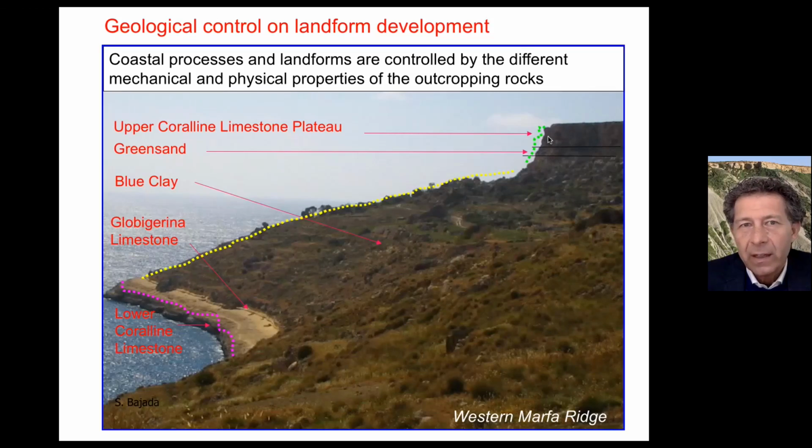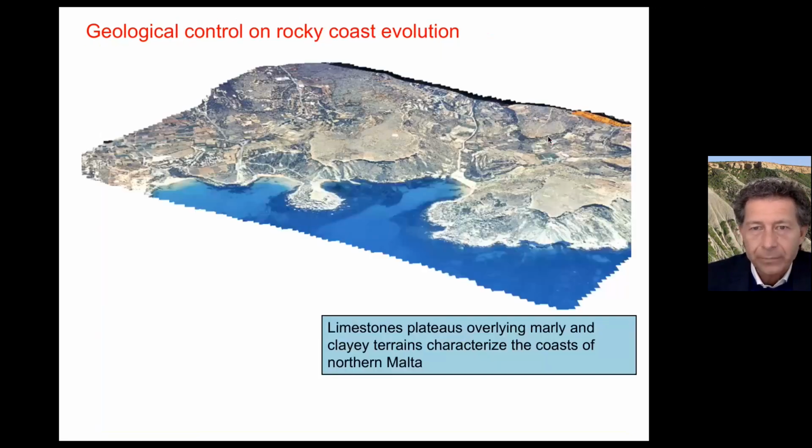However, from here it is very clear that for coastal processes and landforms, the geological control in terms of more resistant and possibly fractured and jointed rocks, I'm referring to the limestones, and the blue clay that tend to have a viscoplastic behavior, especially if water is there, condition very much the evolution of the coast.